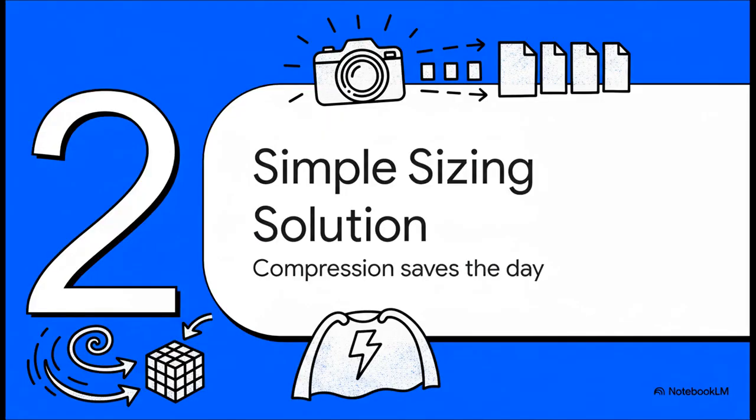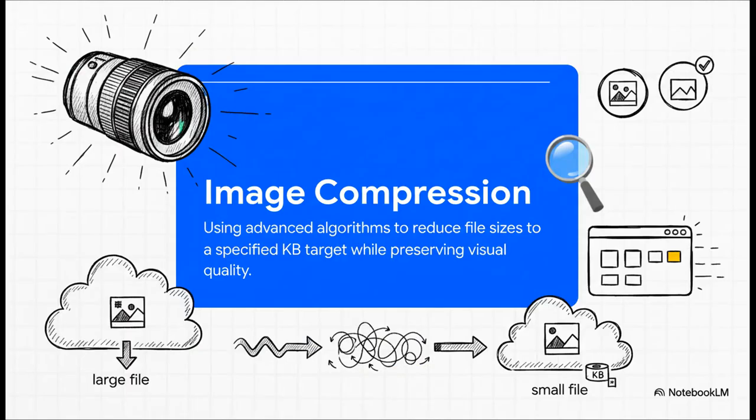All right, enough doom and gloom about the problems. Let's talk about the solution, because there is an elegant and really powerful process that saves the day, and it's called image compression. So what is image compression really? Well, think of it as a super smart process that uses clever algorithms to shrink an image's file size. That's the part measured in kilobytes, or KB, without totally wrecking how it looks. The whole goal is to find that perfect sweet spot between a small, fast-loading file and a crisp, clear image.